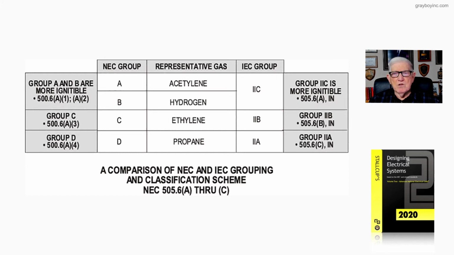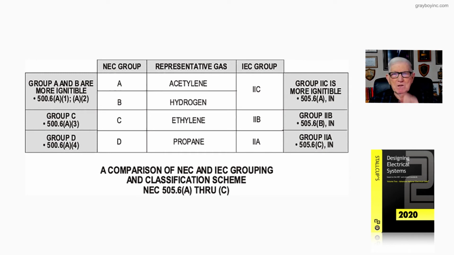21-57, gives a comparison of the NEC and the IEC grouping and classification scheme in accordance with 505.6A through C. Now notice the NEC, you have groups A through D. But the IEC group is 2C, 2B, 2A. It's just the opposite as the grouping in the NEC.